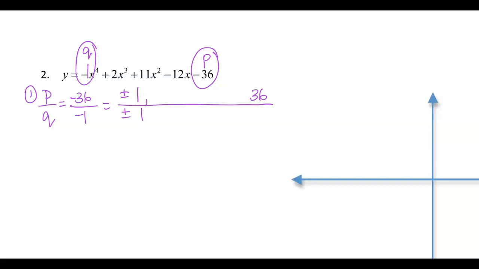2 times what will give me 36? 2 times 18. 3 times what will give me 36? 3 and 12. 4? 4 and 9. Uh-oh, getting close. And then after 4, it goes to 6, right? Okay, was able to fit that in. So I have 1, 2, 3, 4, 6, 9, 12, 18, and 36. Those are all the multiples.